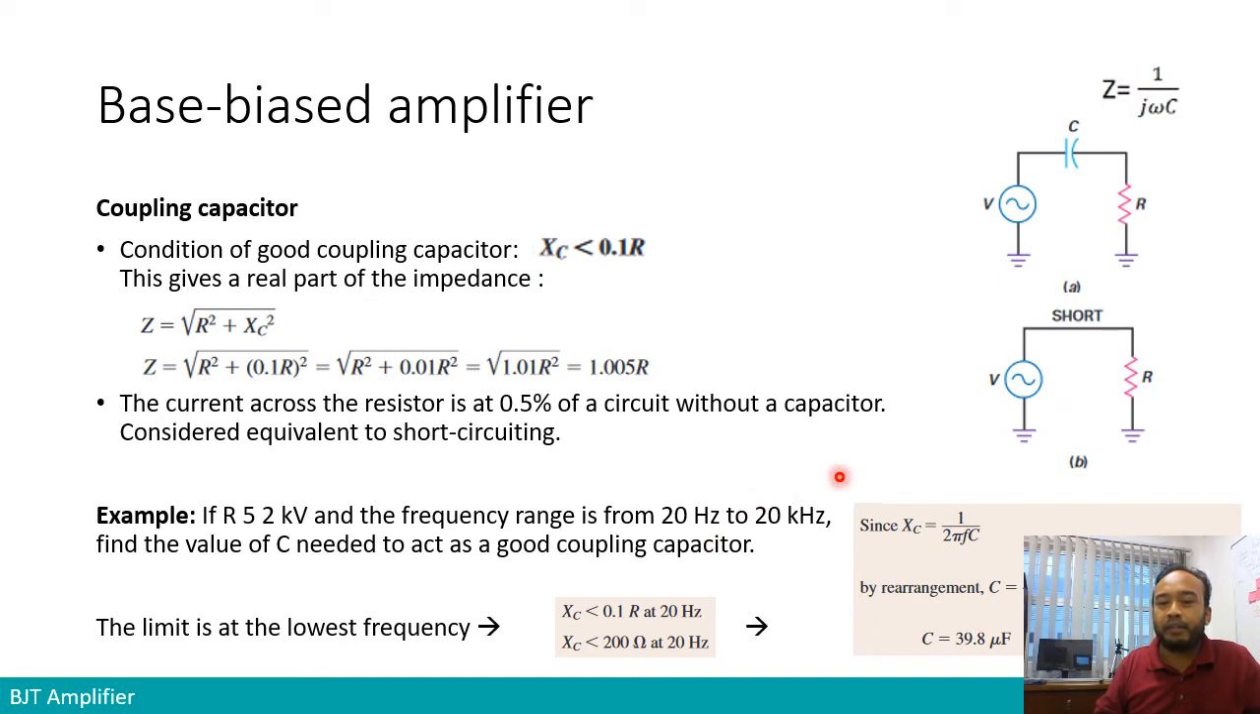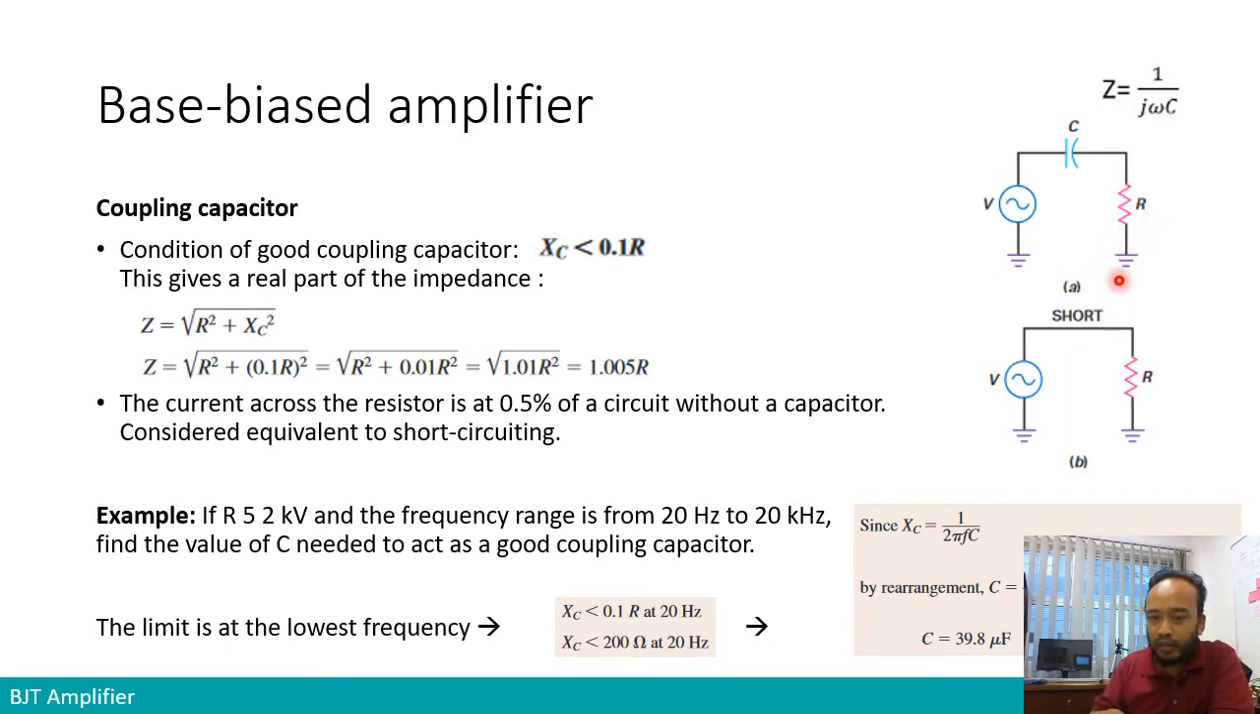So now let's take an example to understand the calculation to decide what is a good coupling capacitor. You might have some question right now on the purpose of the coupling capacitor in application, but we are going to look at it later. But now we are going to understand what we mean by a good coupling capacitor. So in this example, imagine we have this same circuit over here, and R equals 5 ohm, right?